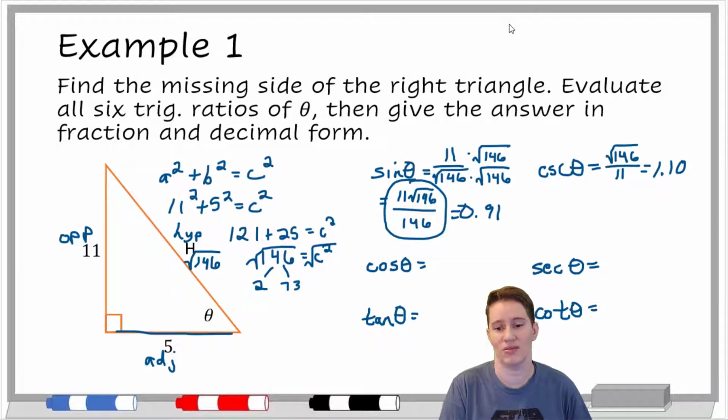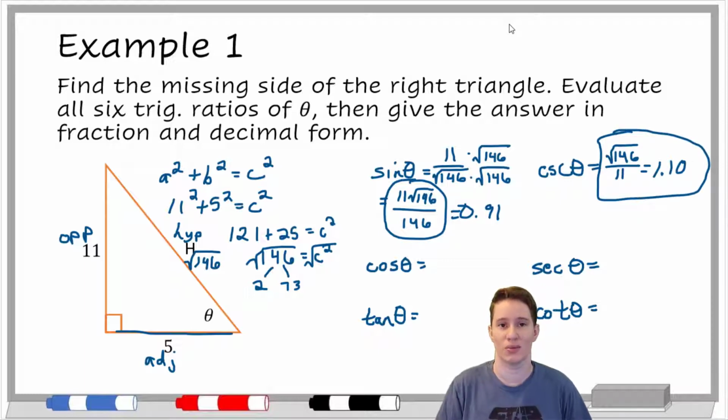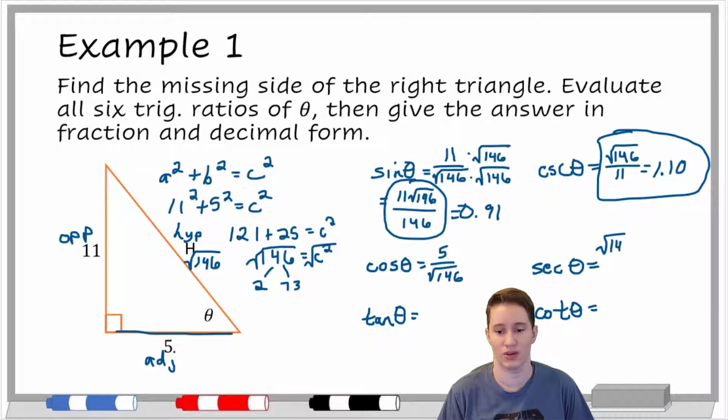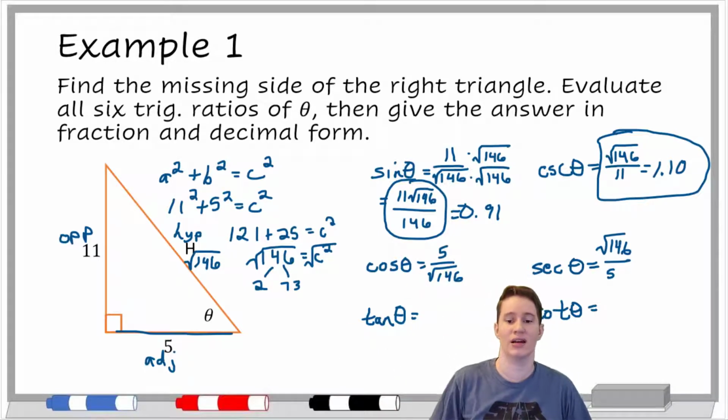And we have figured out sine theta and cosecant theta. So 1/3 of the way there. Now let's do cosine theta. So cosine is adjacent over hypotenuse, so that's 5 over square root of 146. And just like last time, I'm going to go ahead and write what secant is. It's square root of 146 over 5, because secant is hypotenuse over adjacent, so it's the flip of cosine.